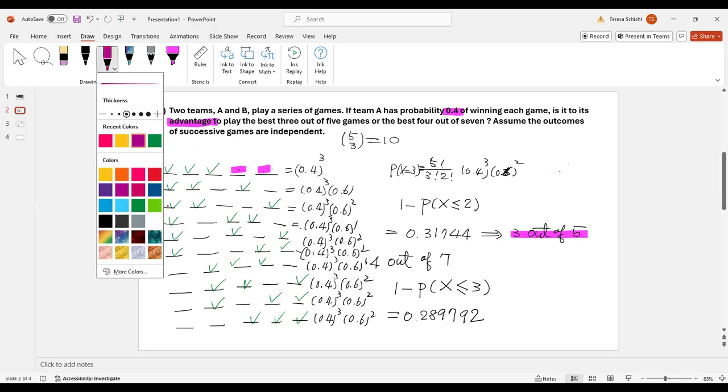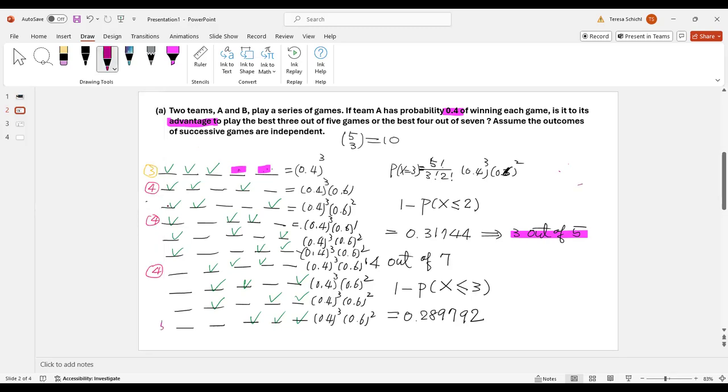Okay, right, so let's see here. So this is the 5 games, this is the 5 games, this is the 5 games, and this is the 5 games. That's right. Okay, so you count the 4.